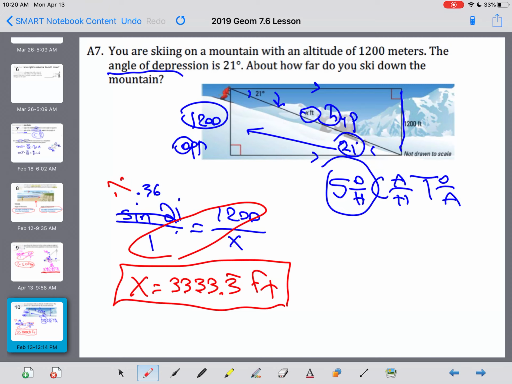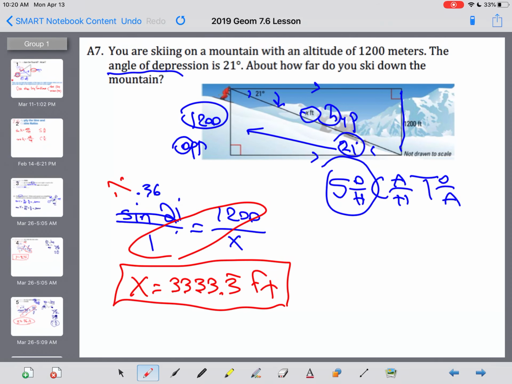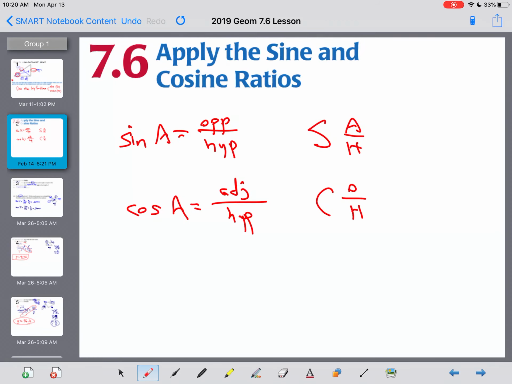So again, working on this lesson, the main things are that we're using two new functions to solve these right triangle problems. Good luck with your assignment.